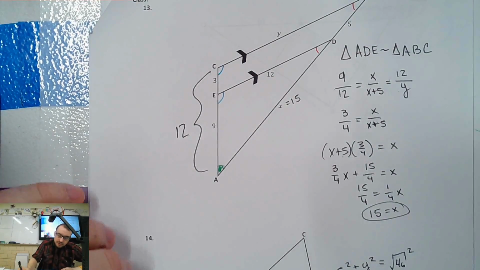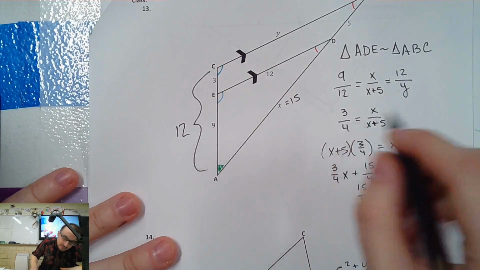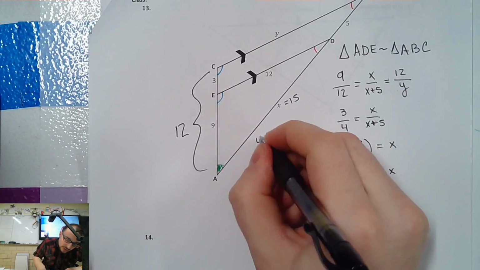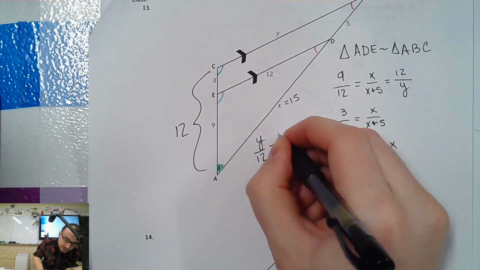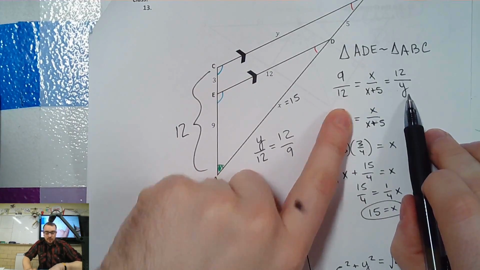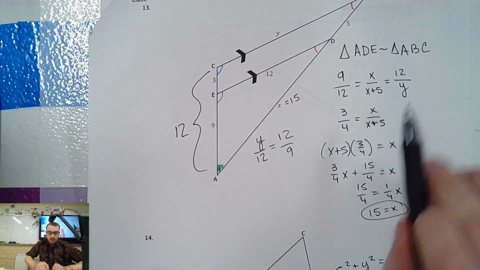Now let's find out what y is. Well, we know we need to flip this, right? To get the variable on top, it'll be a lot easier. So I'm going to write y over 12 equals 12 over 9. Are we cool with that? I just flipped those two. Having the variable on top makes it easier to solve. What do I do to solve this?